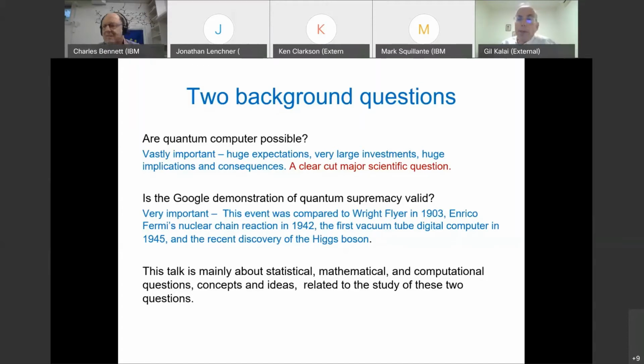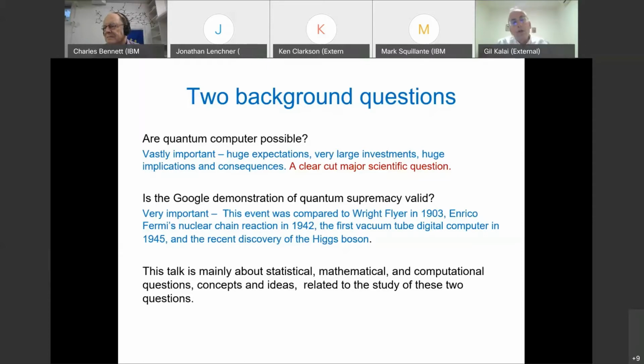The quantum supremacy demonstration a year ago by a Google team was compared to the Wright Flyer in 1903, to the Enrico Fermi nuclear chain reaction in 1942, to the first vacuum tube digital computer, and to the recent discovery of the Higgs boson. And it is a major task to try to figure out if this result is correct.